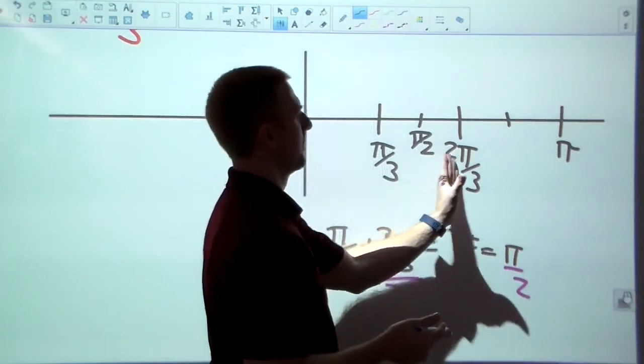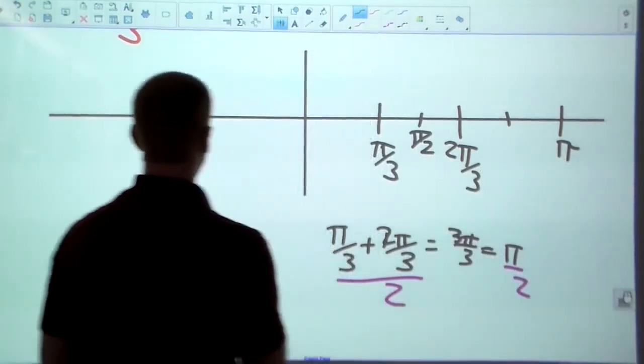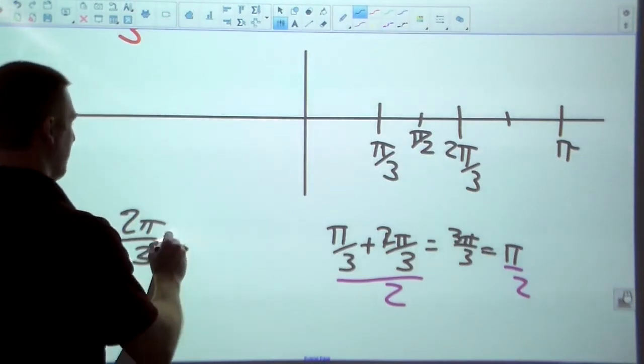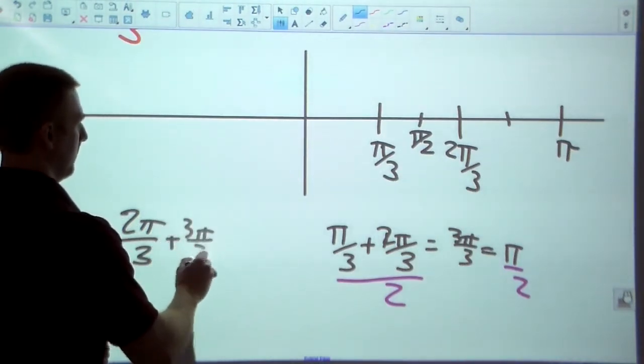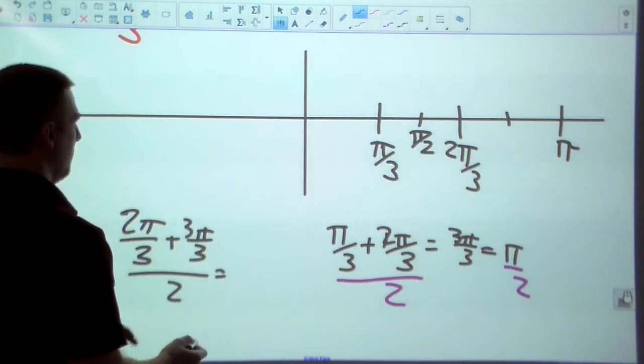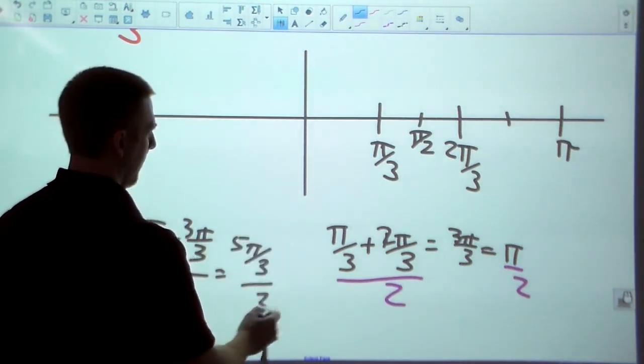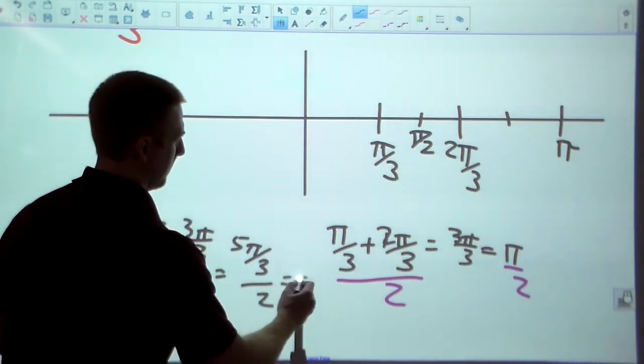If you do the same logic over here, then 2 pi over 3, if you're going to add that to pi, that would have to be 5 pi over 3. And then divide that by 2, so it'll be 5 pi over 6.